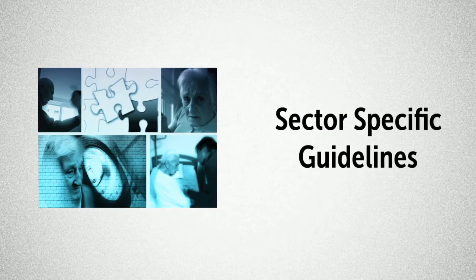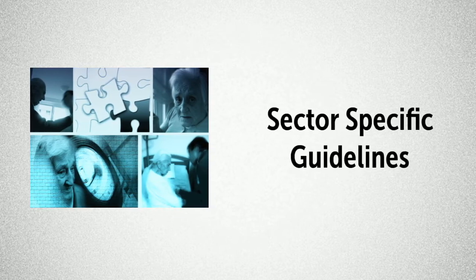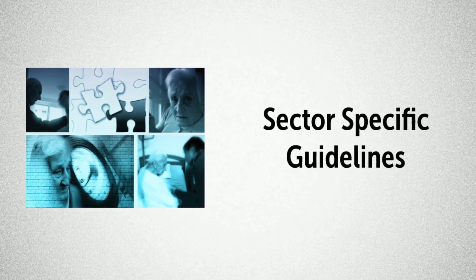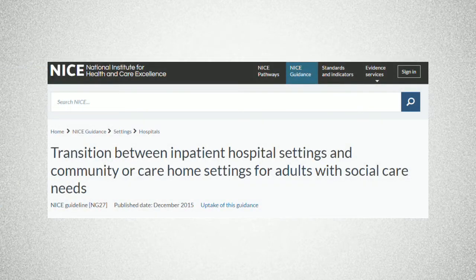And finally, the 4th type of guideline is the sector-specific guideline. These guidelines focus on the care of people with specific conditions in particular sectors. So, for instance, these guidelines produced by NICE help to advise on best practice for those involved with the transitioning of adults with social care needs between hospital and community settings.